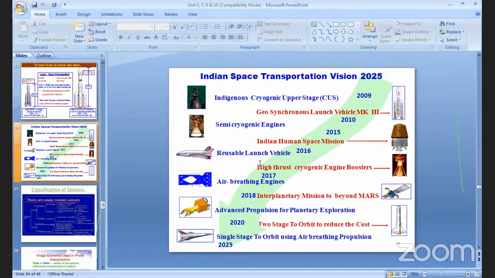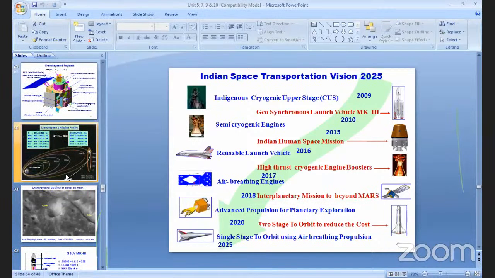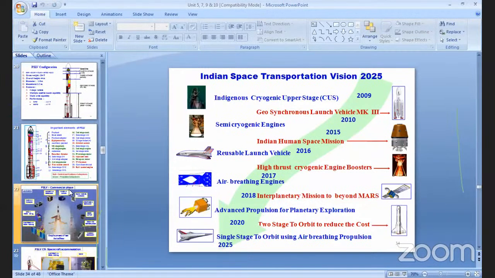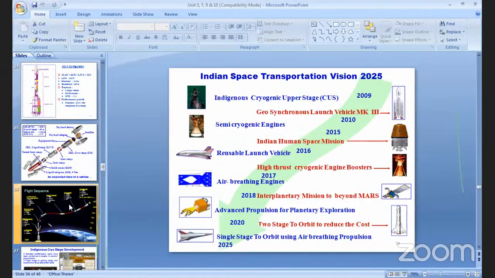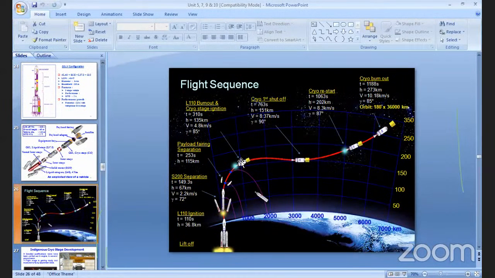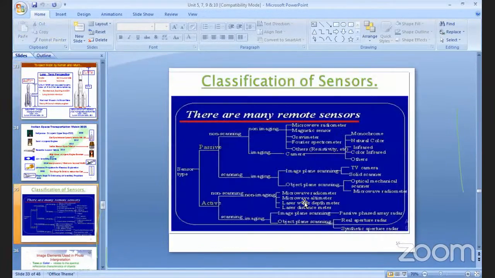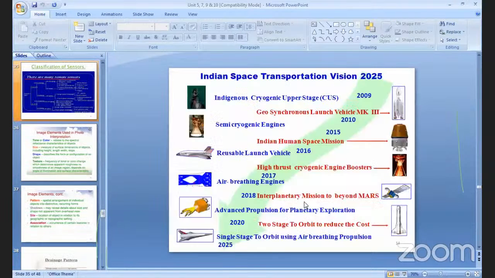In 2020, we are using two-stage to orbit to reduce the cost. Previously, we had four stages. Here, four stages. One, it was clicked here and moved. Second one, third one, fourth one. Four stages we have used. Now we are using two stages.